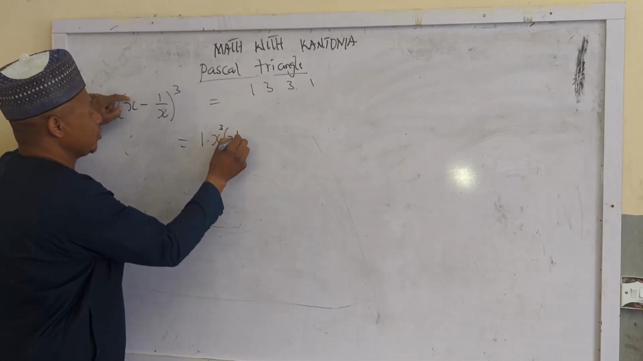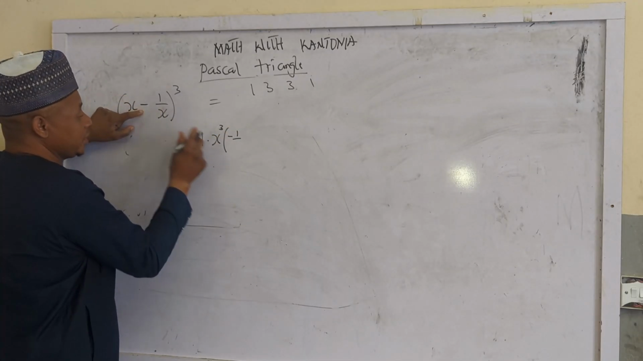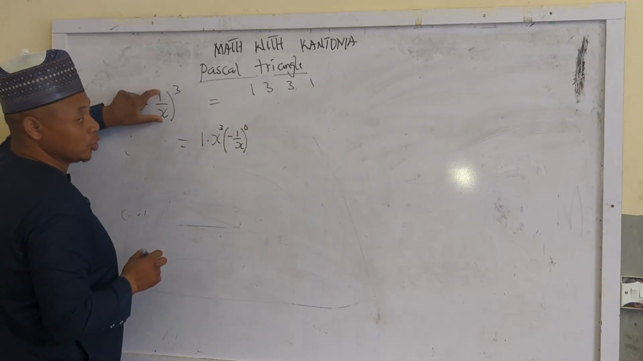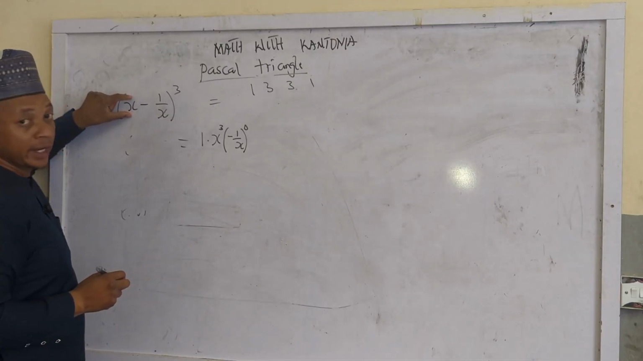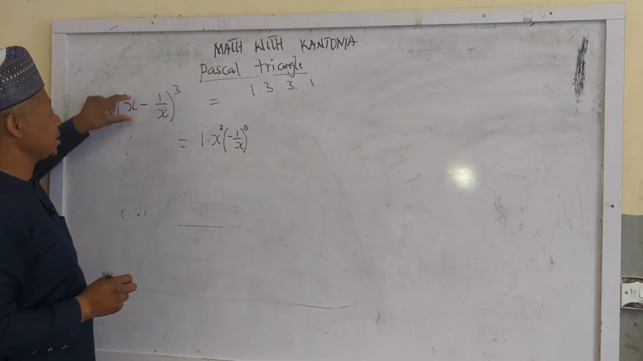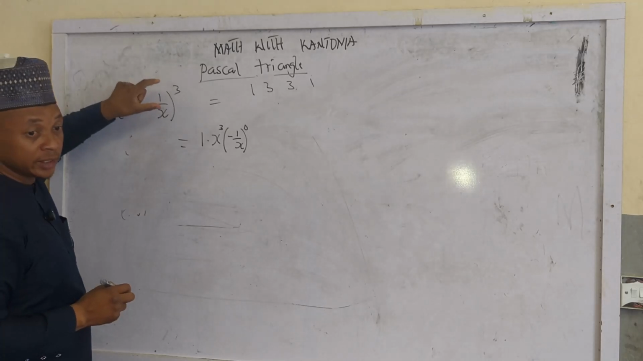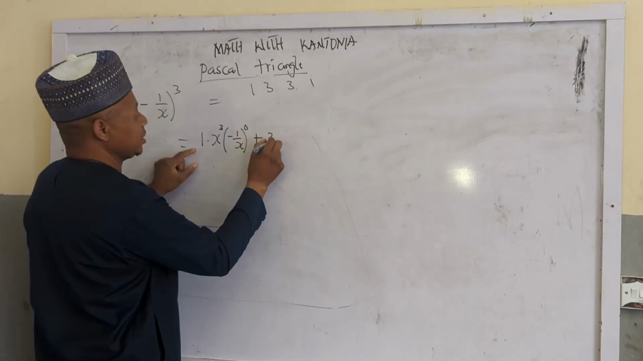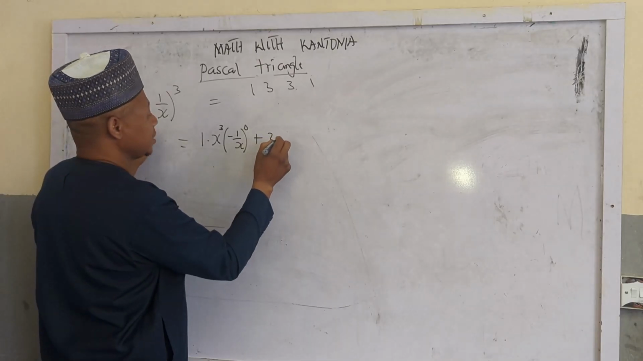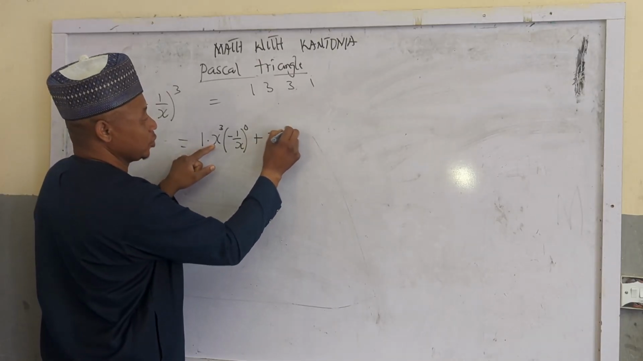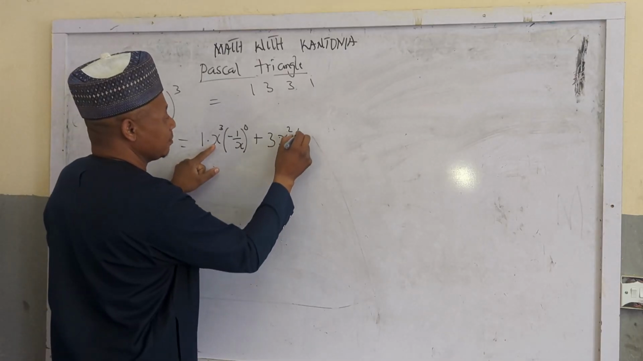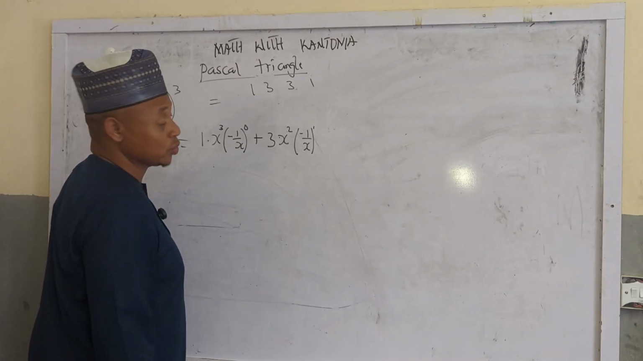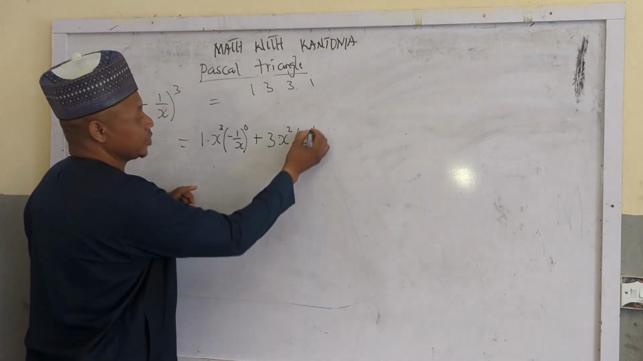This is minus 1 over x, because of the negative sign I must include it, minus 1 over x raised to the power of 0 now. This value will carry the lowest power, while this will carry the highest power. So as we keep progressing, this will be decreasing while this will be increasing. So next is to add plus. The next coefficient is 3 times this x. This x will now be decreasing, so you have x squared times minus 1 over x raised to the power of 1 now. Instead of power 0, we have raised to the power of 1.